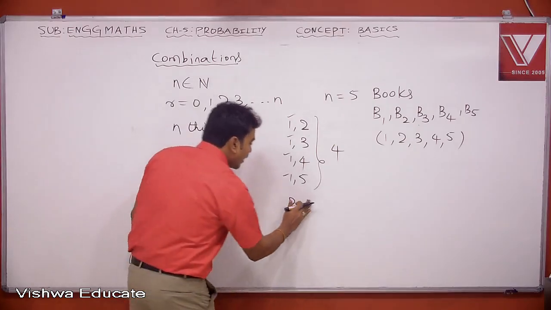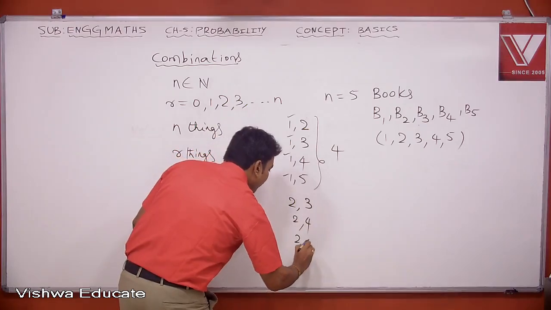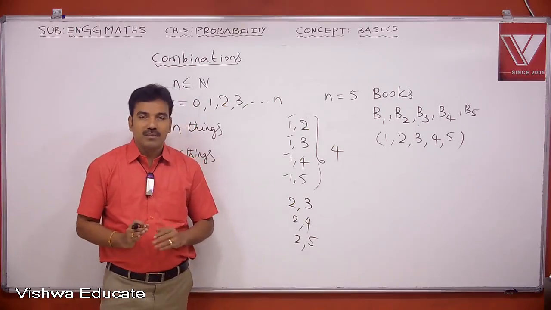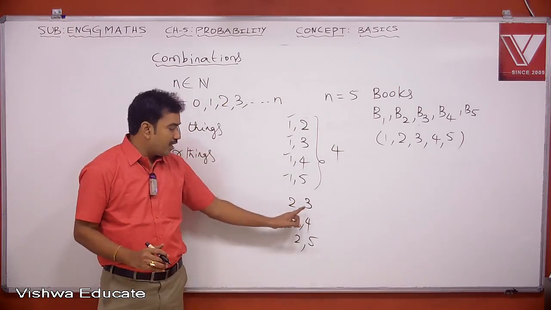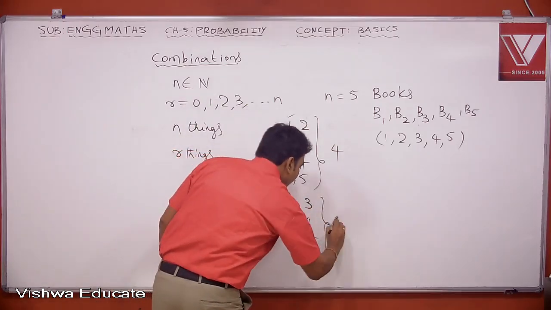Therefore, in this case, I don't write 2, 1. I start from 2, 3, 2, 4, and 2, 5. So I am selecting book 2 fixed. I want to give you book 2, that is fixed. So I give you 3, 4, 5 along with book 2. Therefore, in this case, I have 3 chances.